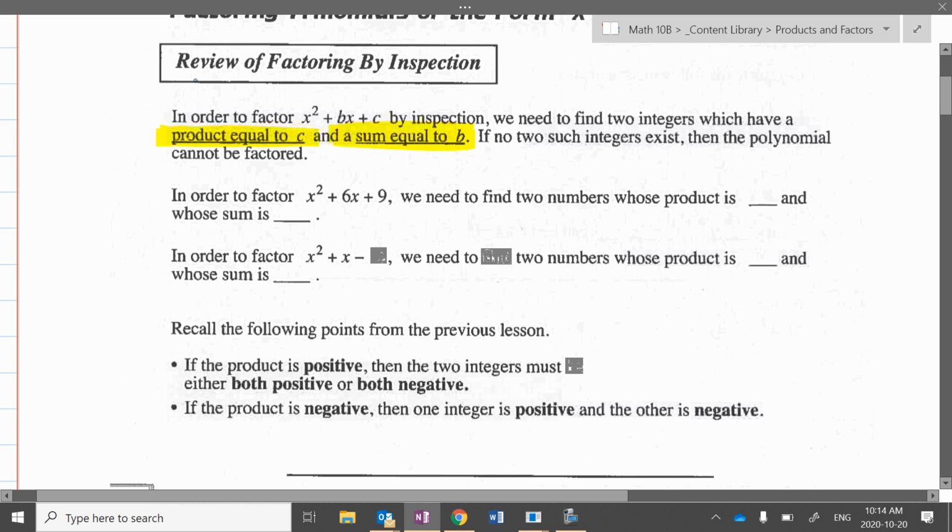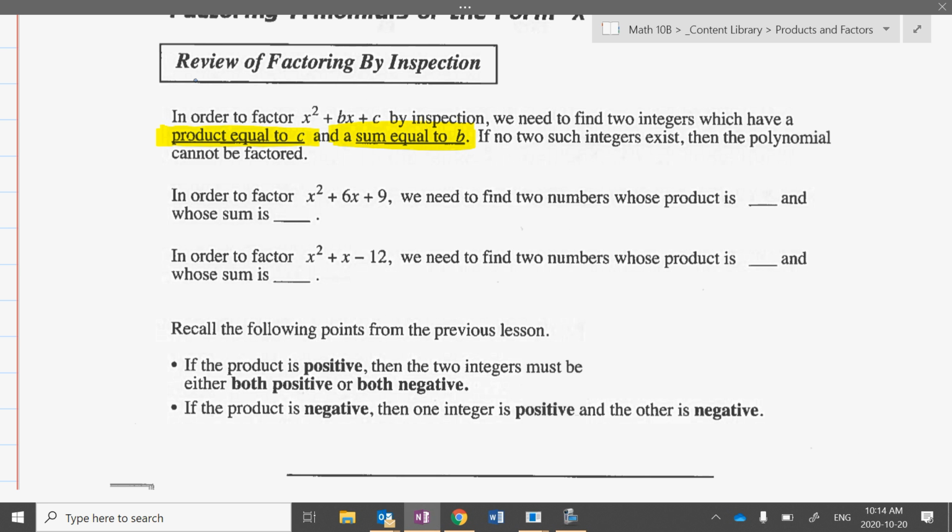It's just more practice. So when we're factoring, we want to find two numbers that multiply to our C term or the last term and add to the middle term.